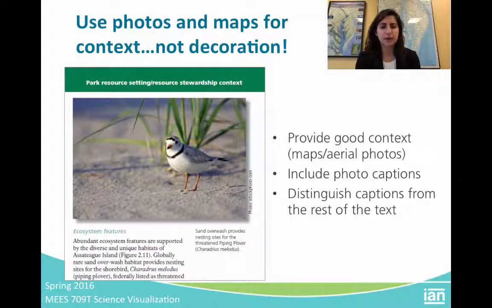And this is just an example from, I believe it's Assateague Island, of ecosystem features, and talking about nesting for the threatened piping plover. And we have a beautiful photo here of a piping plover. And you can see that we have a photo caption, which is very important. And the caption is distinguished from the rest of the text. It's smaller. It's a different font, I believe. So you can really tell, like, okay, this is part of the photo caption. It's not the text continuing and talking more in another column.